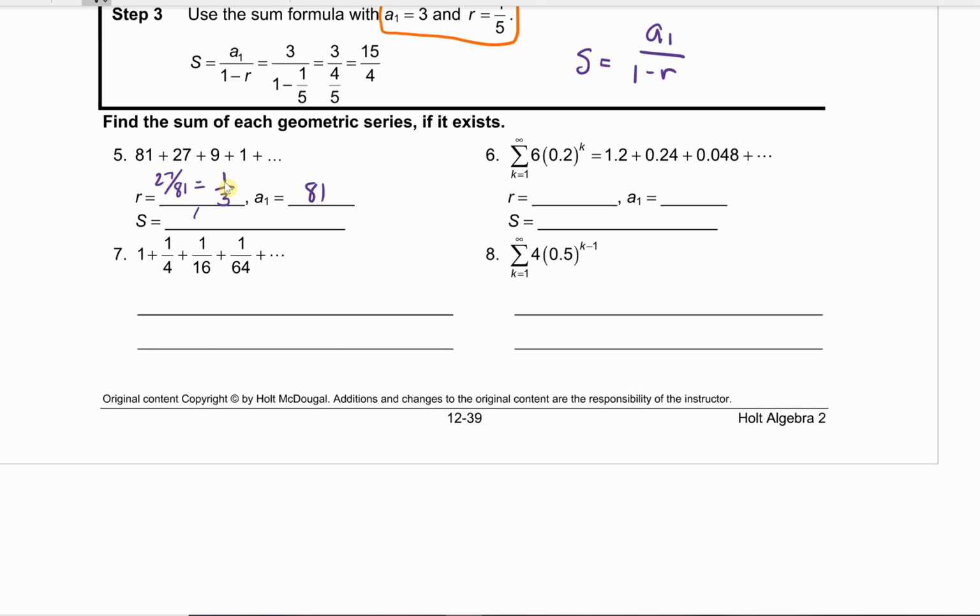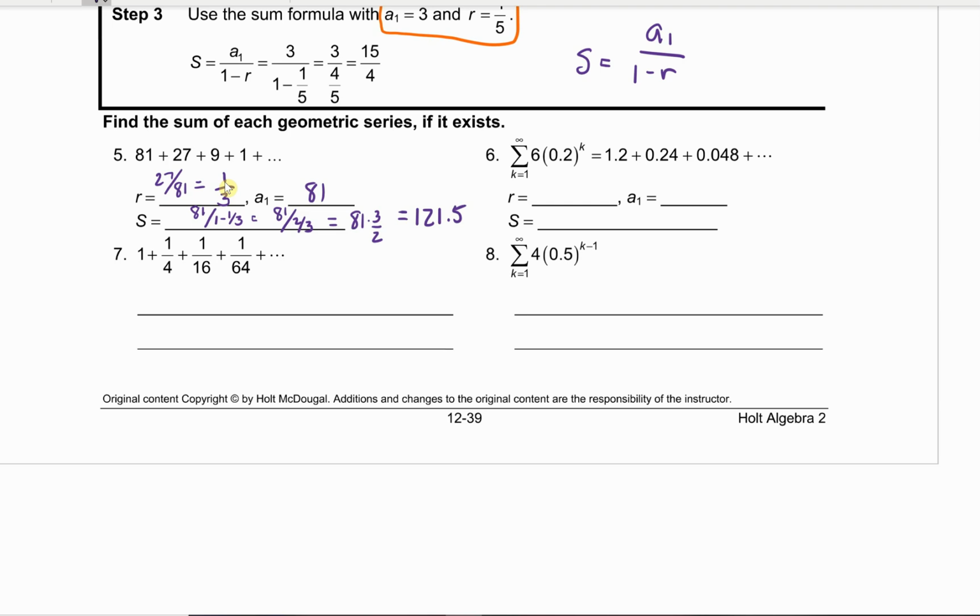So basically I'm going to have 81 divided by 1 minus 1/3, which is 81 divided by 2/3, which is really 81 times 3/2, which is 121.5. And you could probably leave it as a decimal, or you could make it a fraction. Same thing.